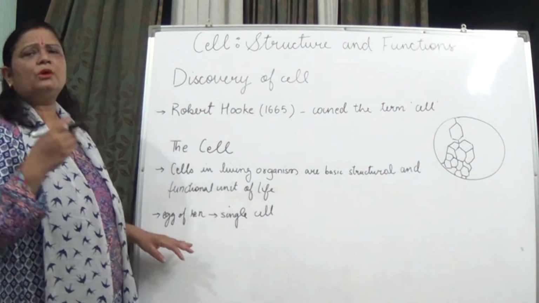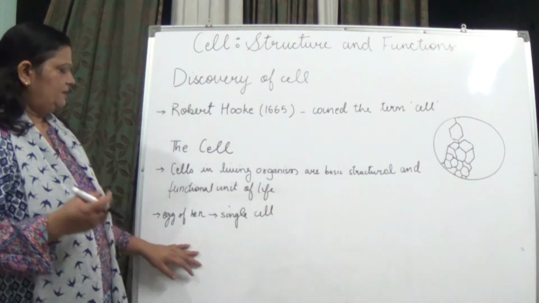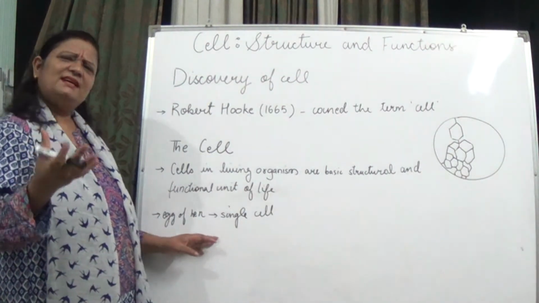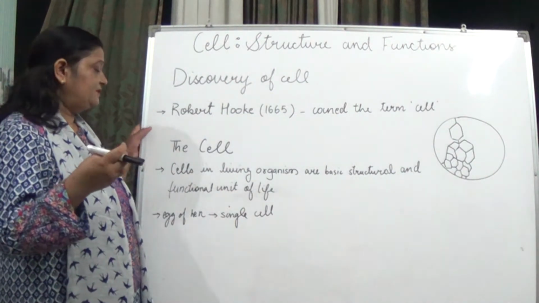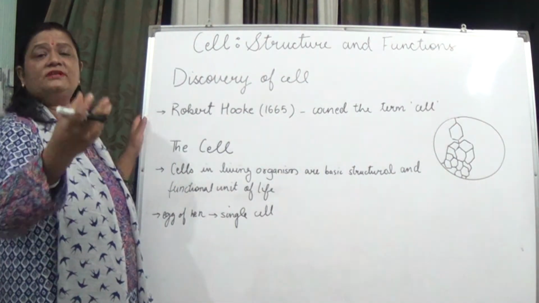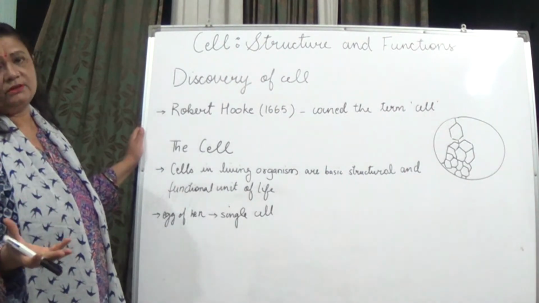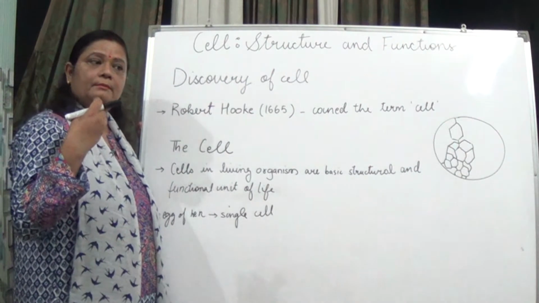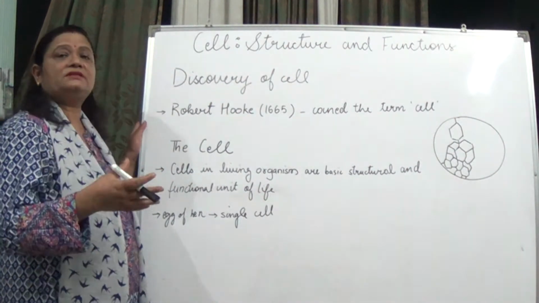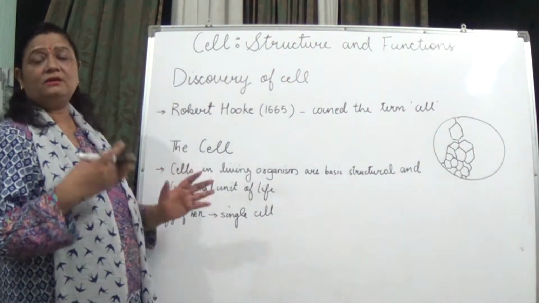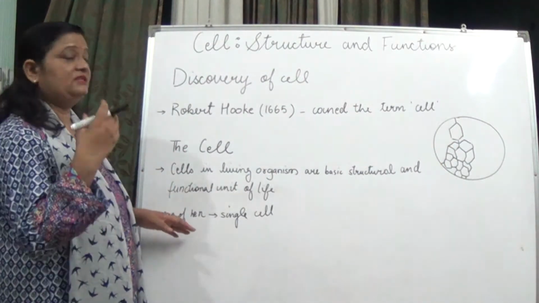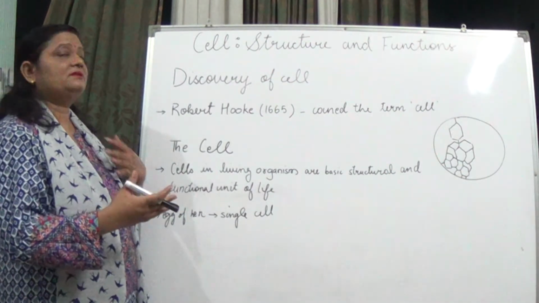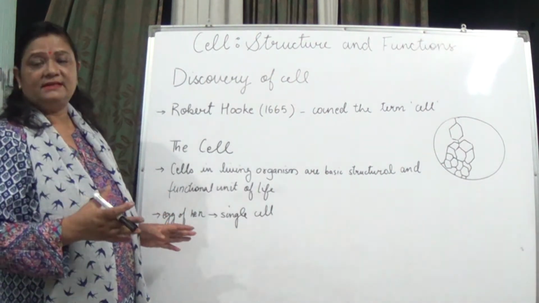When we talk about the cell, the egg of a hen is a single cell. Even the ostrich egg is a single cell. So unicellular or multicellular, we can categorize organisms this way. If only one cell is found, it is unicellular. If more cells are found, it is multicellular.